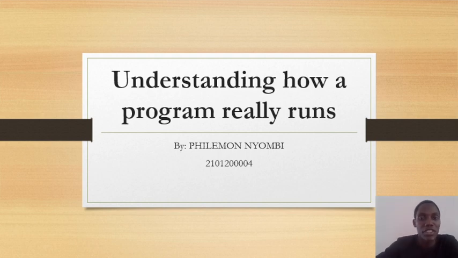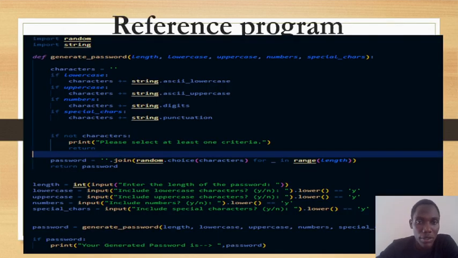So in today's video, we are going to be understanding how a program really runs. Our consideration, we are going to consider this program. This will be our reference program. It is a program in Python that generates random passwords. You specify the length, you specify whether you want it to include lowercase, uppercase, numbers, and special characters.